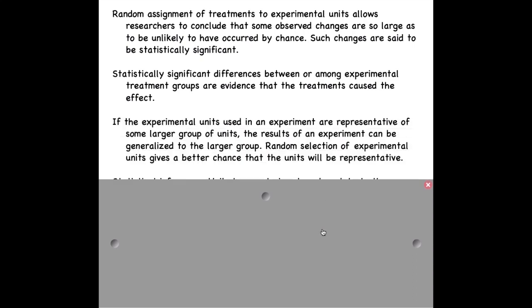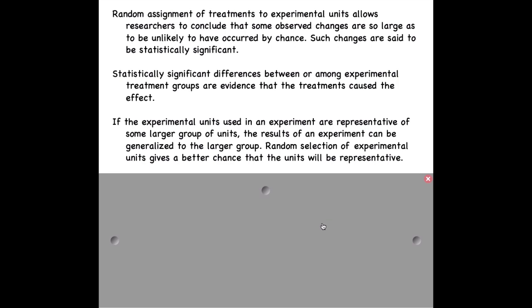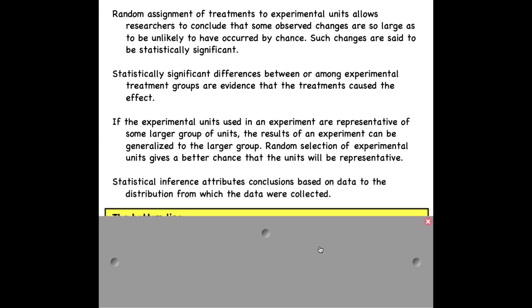If the experimental units used in an experiment are in fact representative of some larger population or group of units, then the results of the experiment can be generalized to that larger group. Random selection of experimental units gives a better chance that the units will be representative. So it's always better to randomly assign or randomly select people when we can, rather than let people just volunteer or choose who's going to be involved.